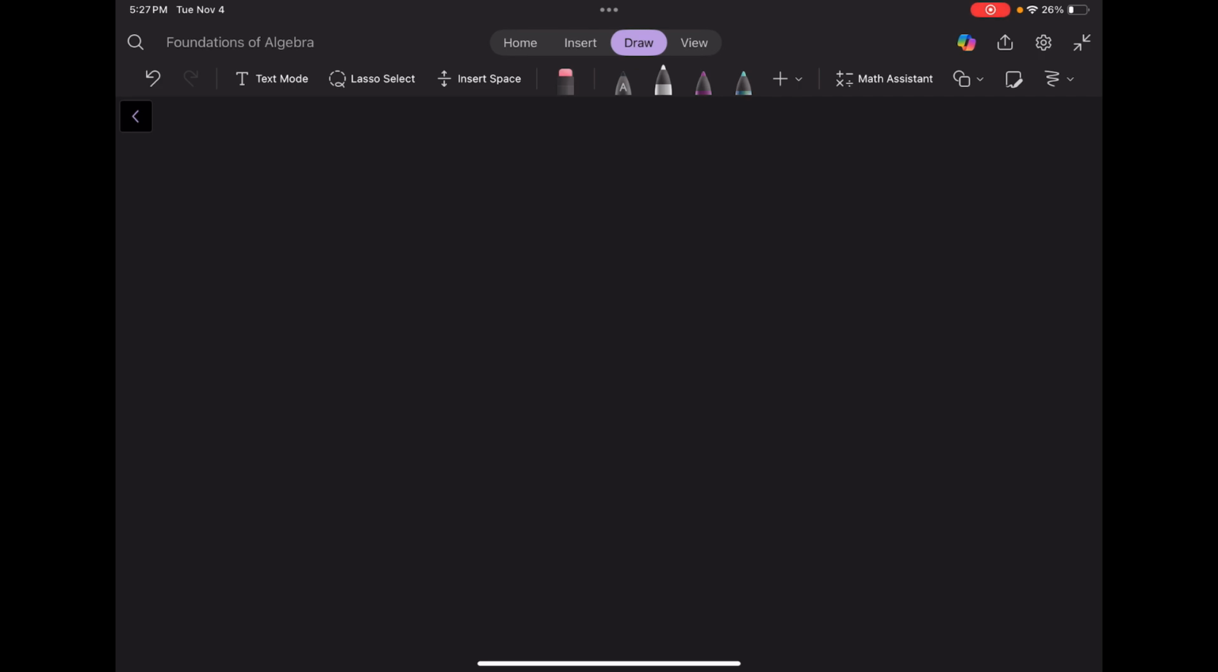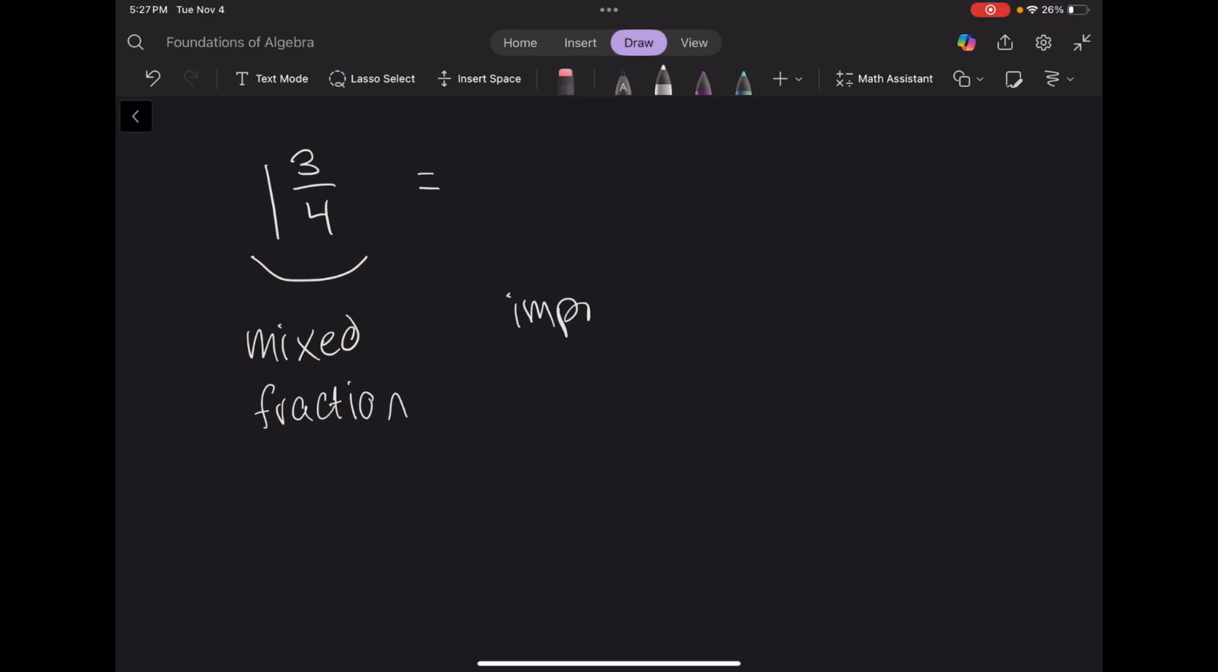So if we have 1 3/4, to turn this into an improper fraction. So this is a mixed fraction. And an improper fraction is where the numerator is bigger than the denominator.